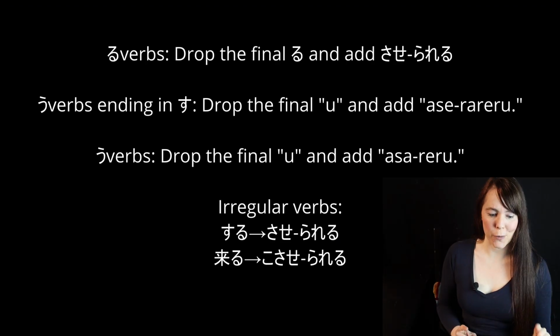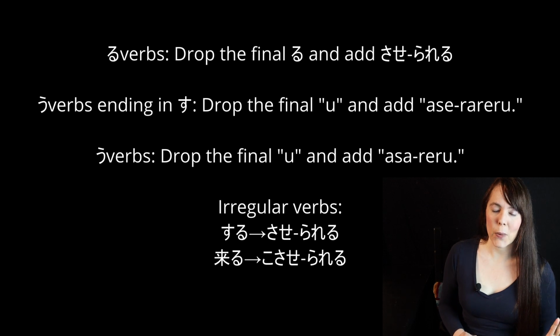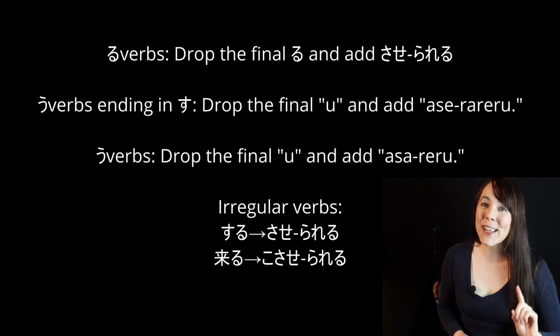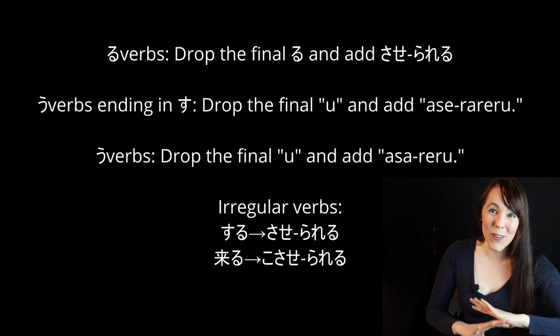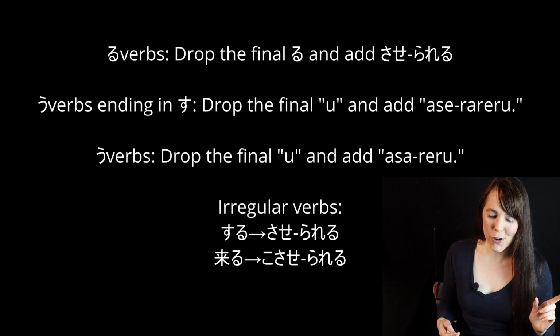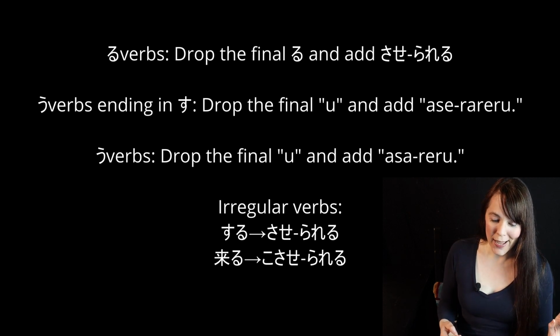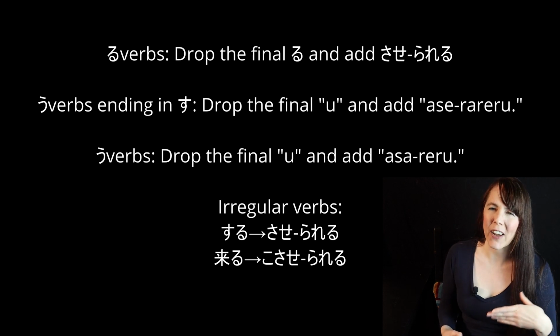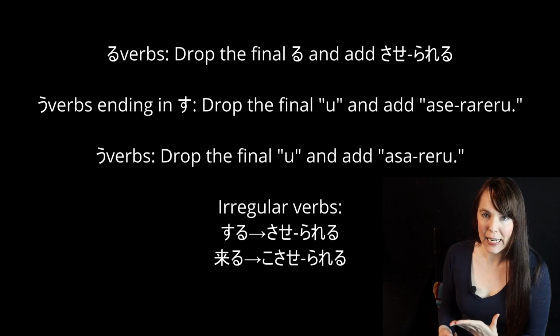How do you make causative-passive verbs? So the conversion is somewhat simple with a couple exceptions. For ru verbs, you drop the final ru and you add saserareru. For u verbs ending in su, only the u verbs that end in su, so I guess you could say su verbs, you drop the final letter u and add aserareru. Or you could think you drop the final su and add saserareru.